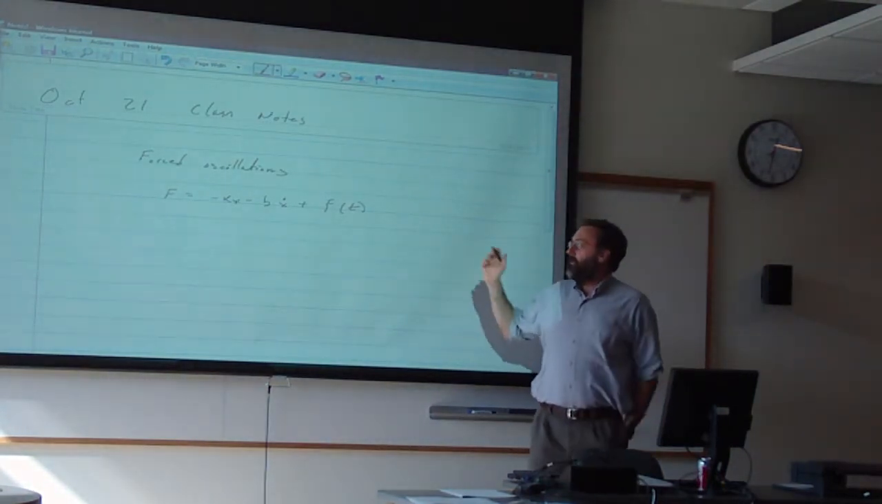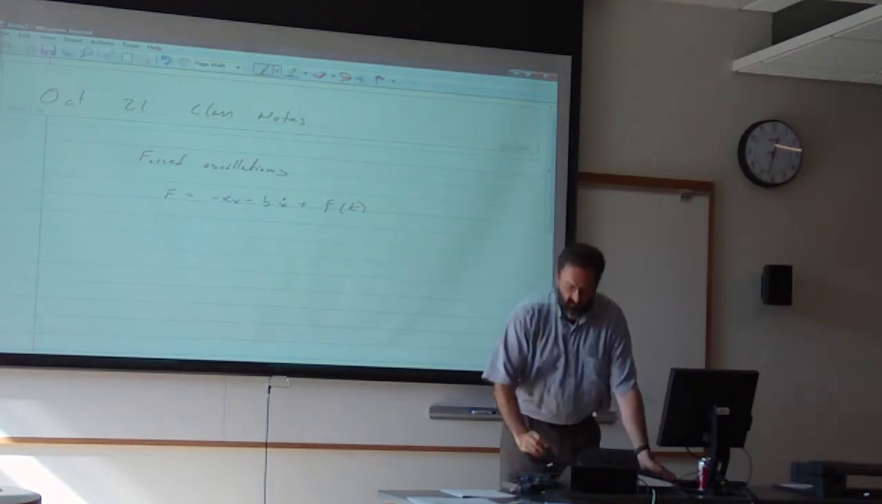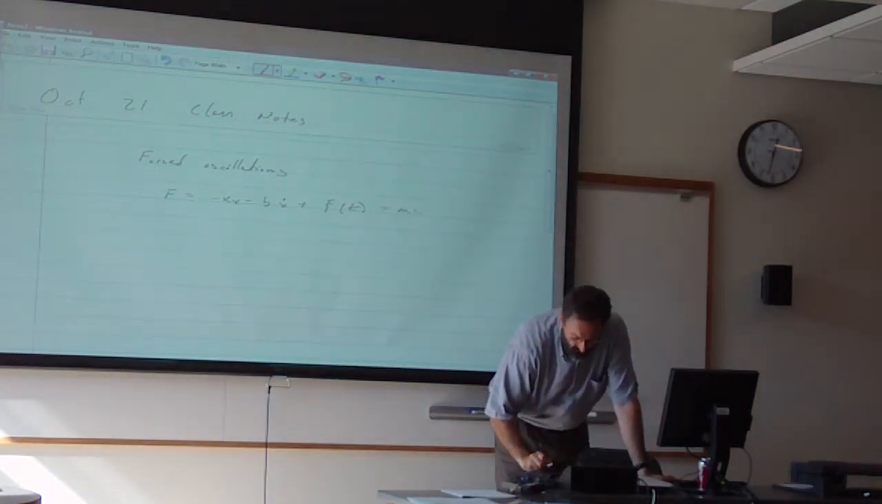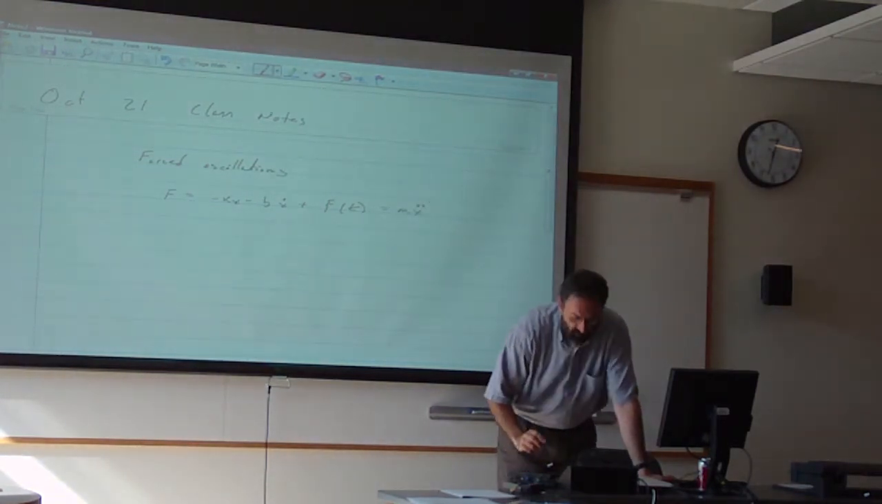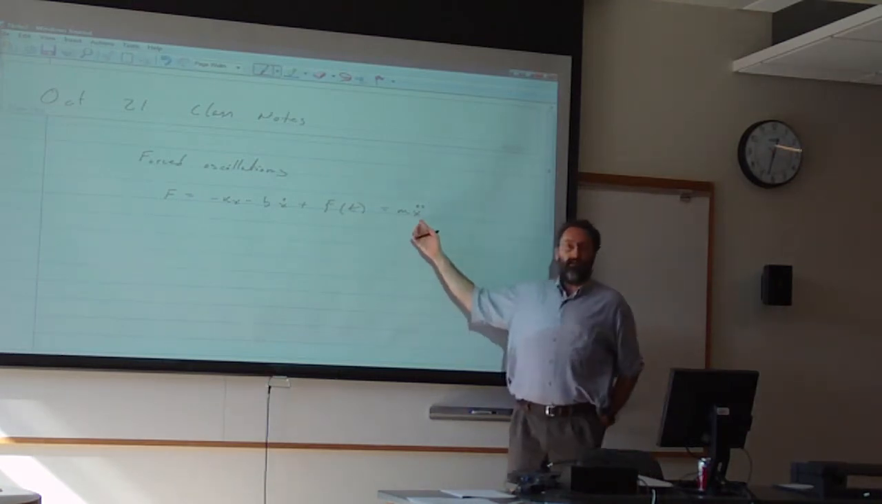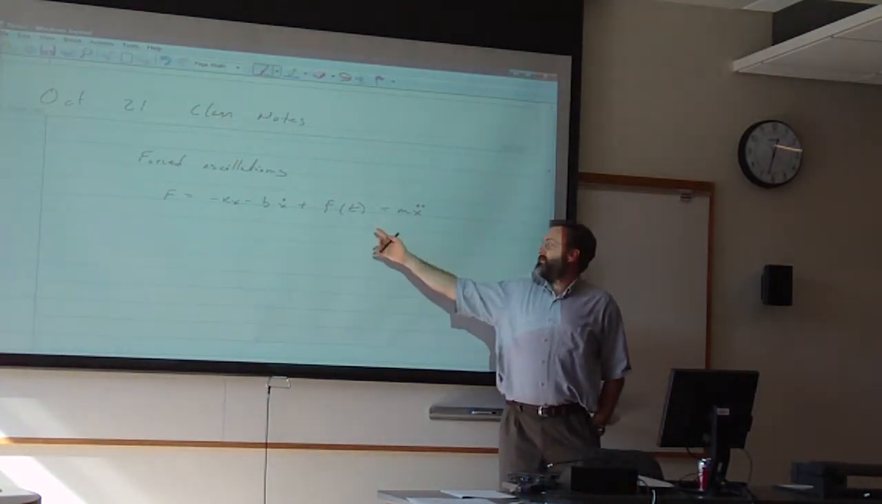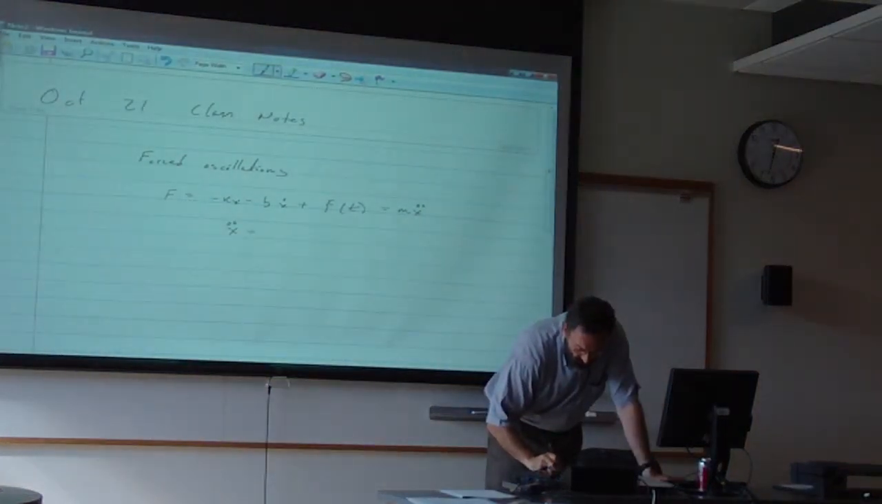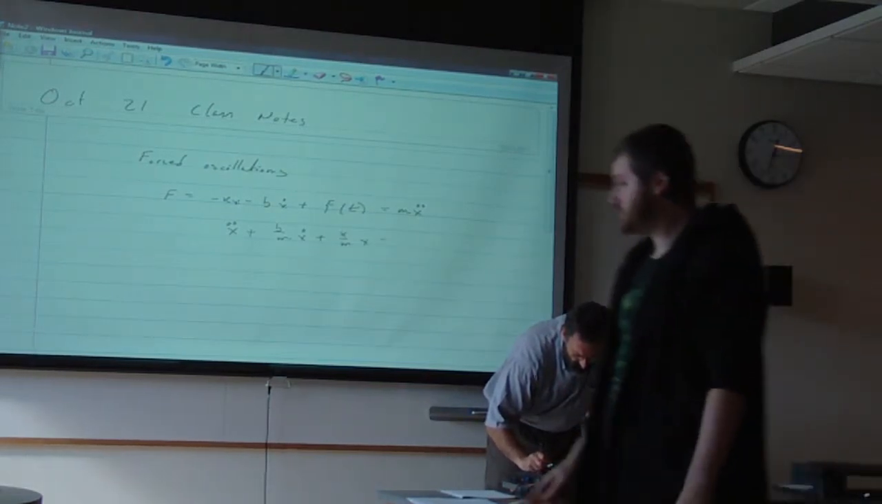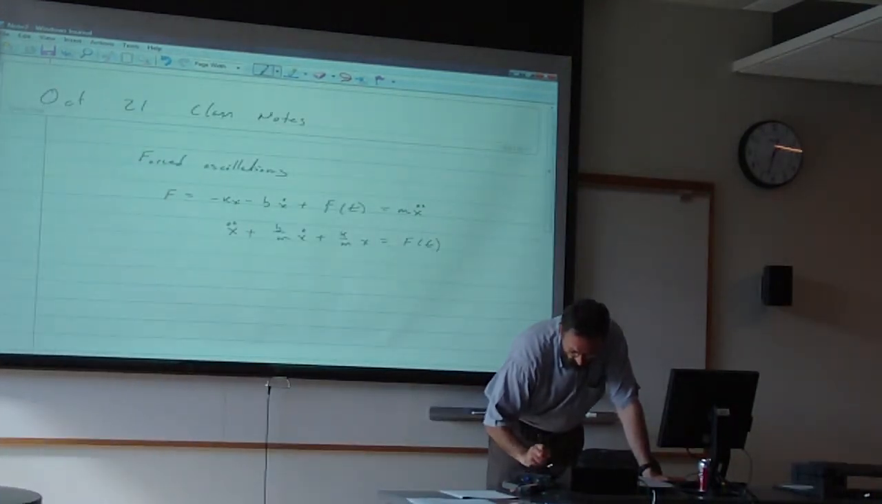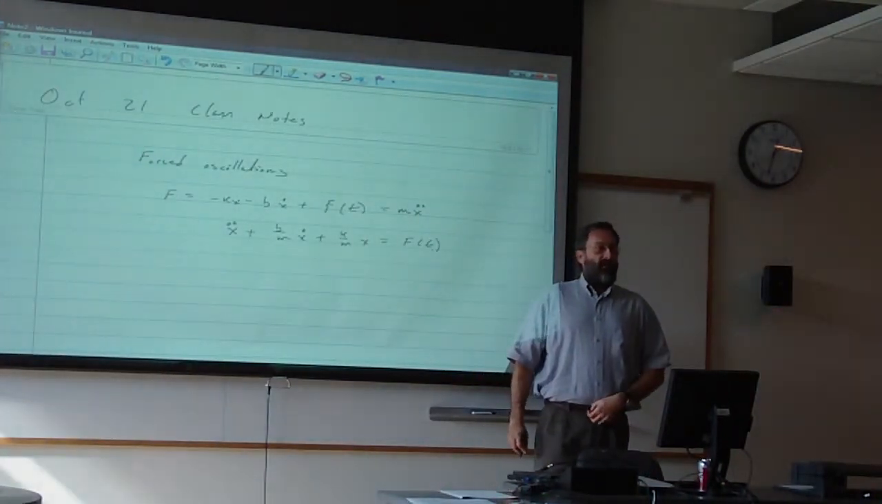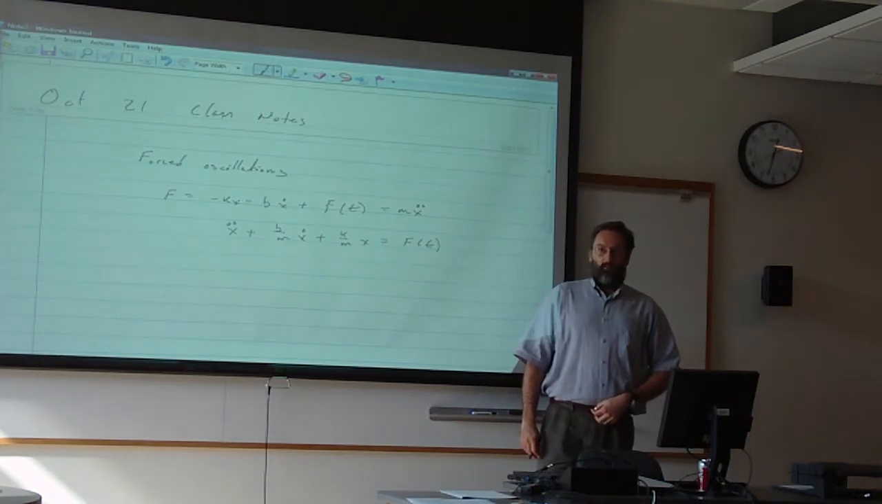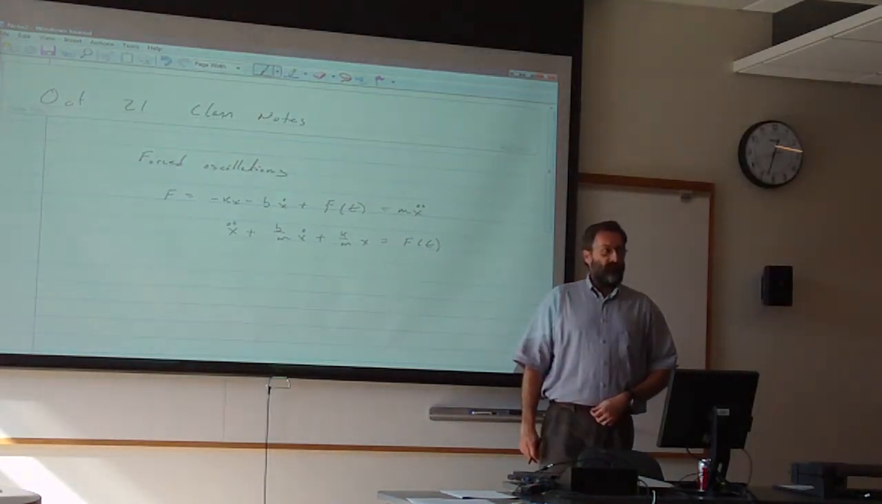Then now our differential equation, when we set this equal to m x double dot, we have a differential equation, again a second order differential equation, but we have this extra term. So we look at it, we got something like x double dot plus b over m, x dot plus k over m, x is equal to f of t. So now we have an inhomogeneous second order linear differential equation.